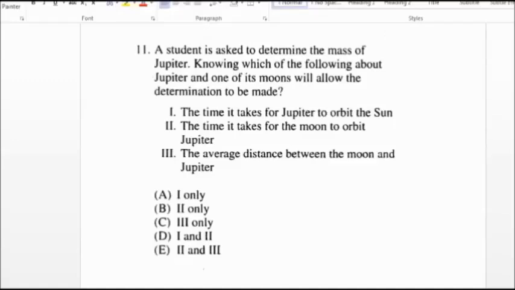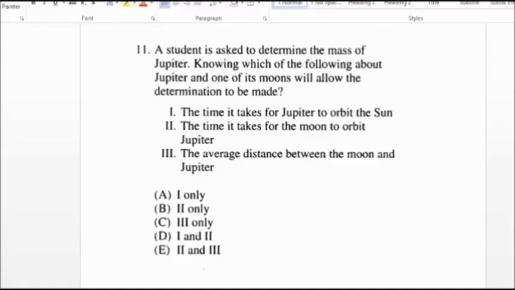The time it takes for the Moon to orbit Jupiter is affected by the mass of Jupiter. Now the average distance between the Moon and Jupiter: the time it takes for the Moon to orbit around Jupiter depends upon the average distance between the Moon and Jupiter, and the mass of Jupiter, because the mass of Jupiter gives the force responsible for the Moon orbiting Jupiter.